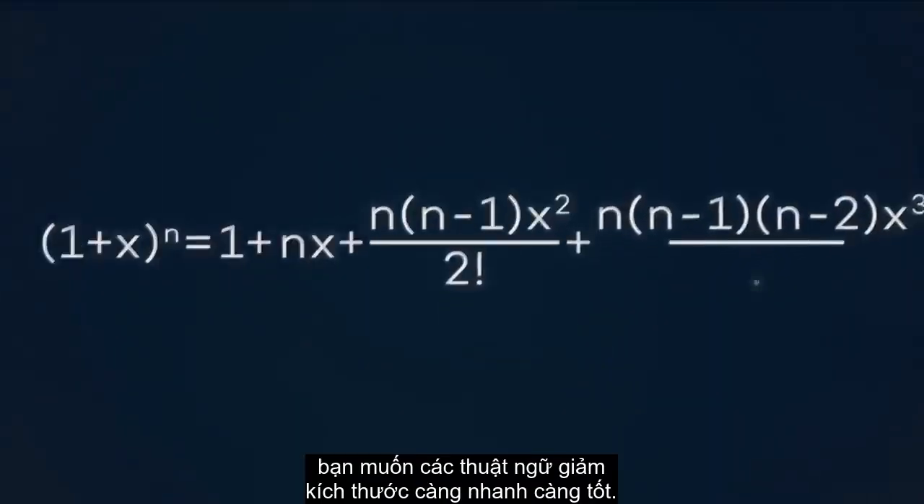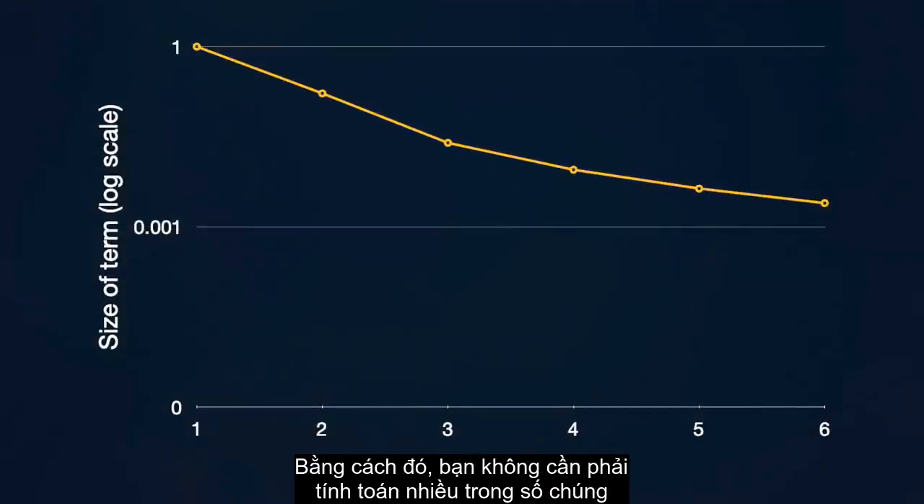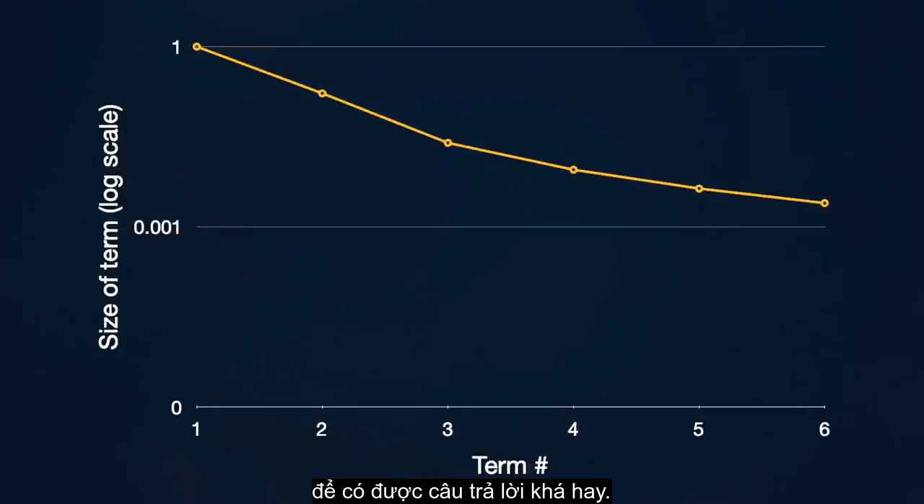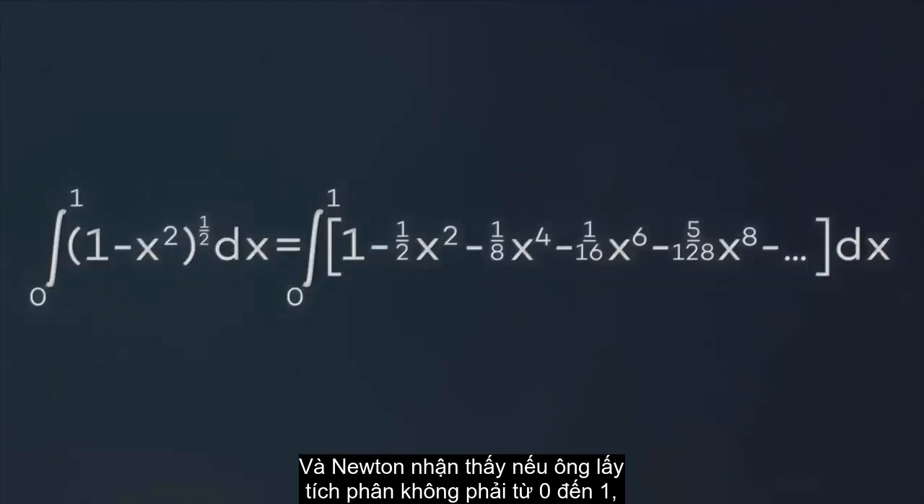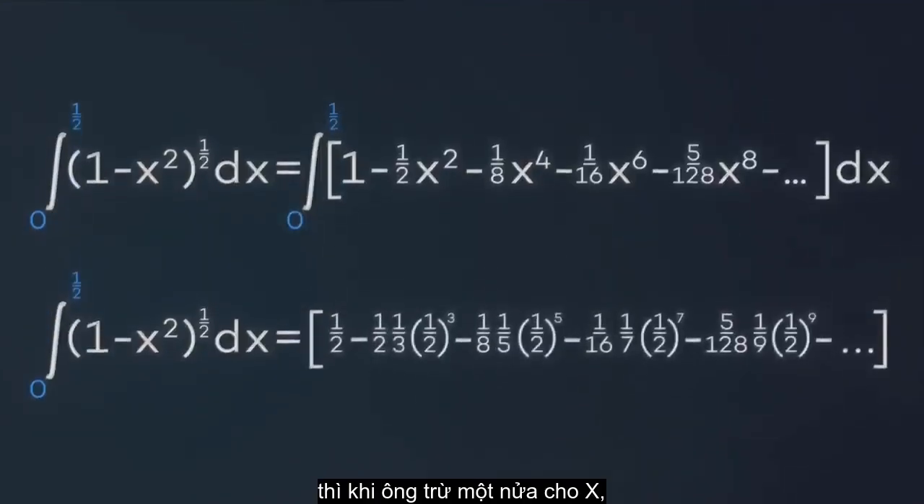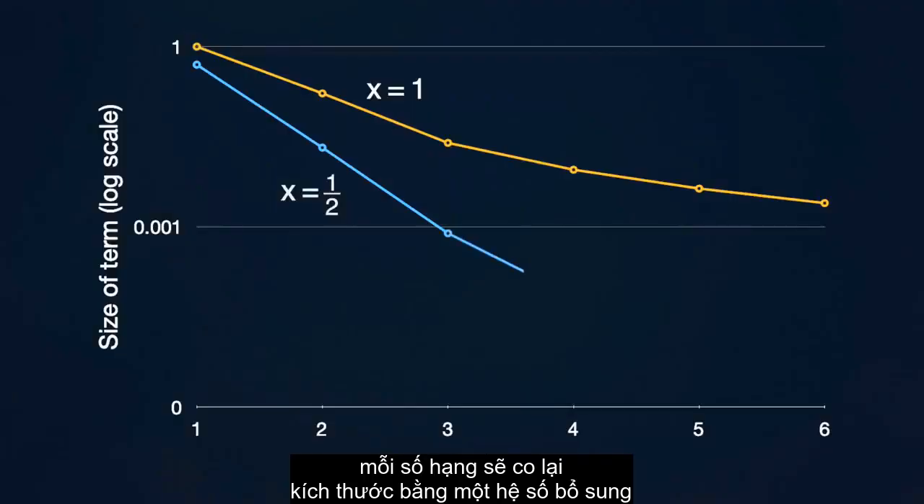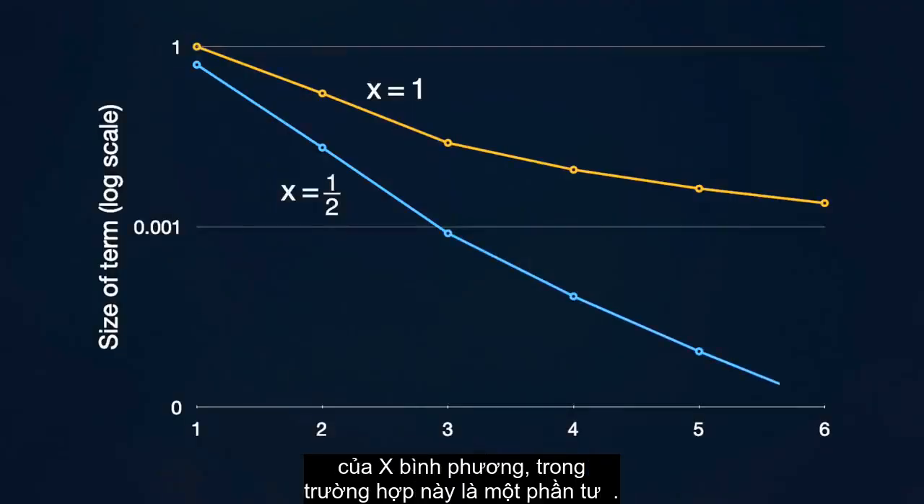to a half. When you have an infinite series, you want the terms to decrease in size as fast as possible. That way you don't have to calculate as many of them to get a pretty good answer. And Newton sees if he integrates not from 0 to 1, but from 0 to a half, then when he subs in a half for x, each term will shrink in size by an additional factor of x squared, which in this case is a quarter.